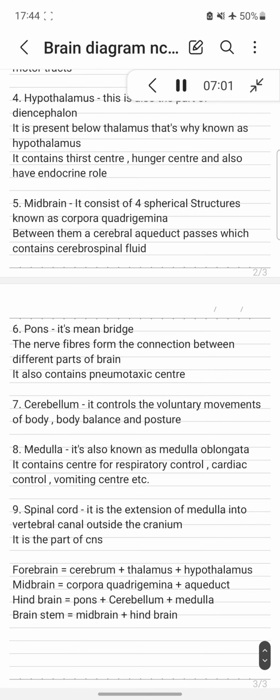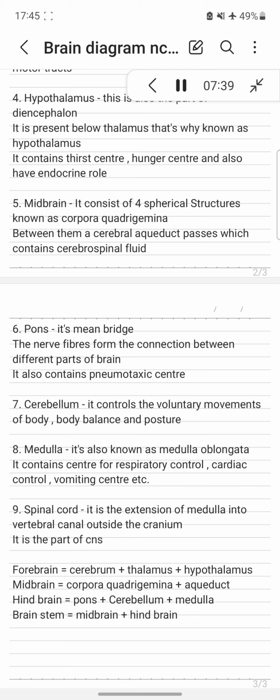Pons. It means bridge. The nerve fibers form the connection between different parts of the brain. It also contains the pneumotaxic center. Pneumotaxic center we will study in the respiratory system. Cerebellum. It controls the voluntary movements, body balance and posture. Medulla. It is also known as medulla oblongata. It contains centers for respiration, cardiac control, vomiting center, etc. Spinal cord. It is the extension of medulla into the vertebral canal outside the cranium. Cranium means skull. It is part of the CNS.